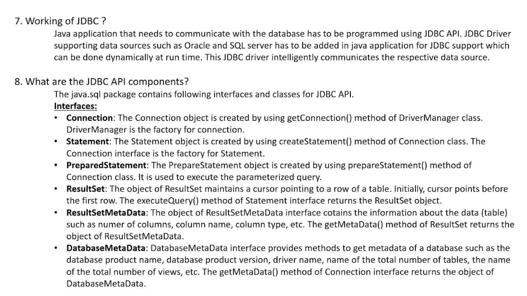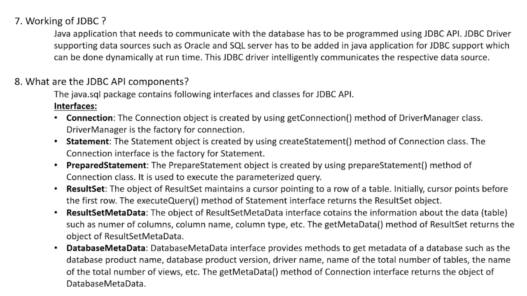Question 7. Working of JDBC. Answer. Java application that needs to communicate with the database has to be programmed using JDBC API. JDBC driver supporting data sources such as Oracle and SQL Server has to be added in Java application for JDBC support, which can be done dynamically at runtime. This JDBC driver intelligently communicates with the respective data source.